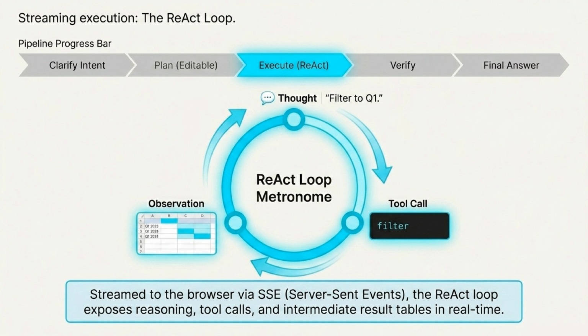Next up is the execution phase, powered by a streaming React loop. Think of this as a metronome ticking through thoughts, tool calls, and observations. Because this is streamed directly to your browser in real time, you get full, transparent visibility into the AI's reasoning, the tools it uses, and the intermediate data tables.